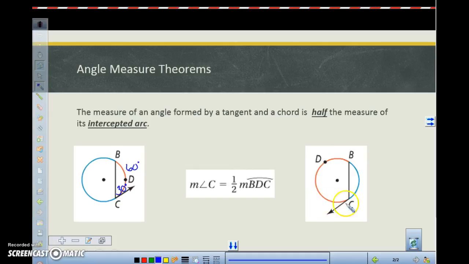Same scenario here. What if this arc was 220 degrees? What would angle C need to be? 110, okay?